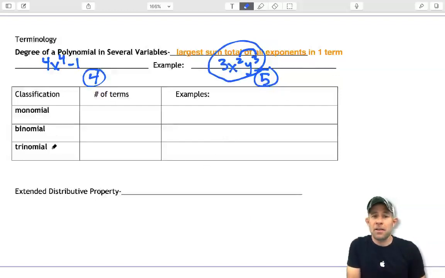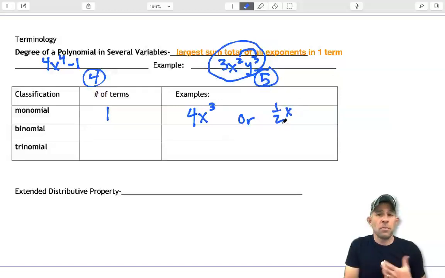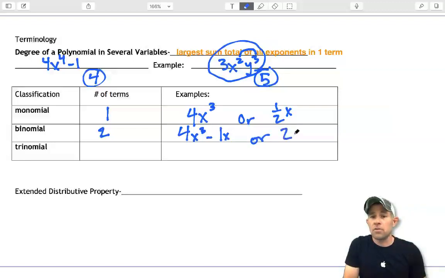All right, let's take a look at some classifications of polynomials. A monomial is simply one term. So for example, 4x to the third power, or you could simply have 1/2 x. And those are both examples of monomials. A binomial has two terms, so they're going to be separated by an addition or a subtraction symbol. So for example, 4x cubed minus 1x, or you could have 2x squared plus 7. Those are both examples of binomials. A trinomial now has three terms. So you could have something like 4x to the third minus x plus 7. And that's an example of a trinomial.